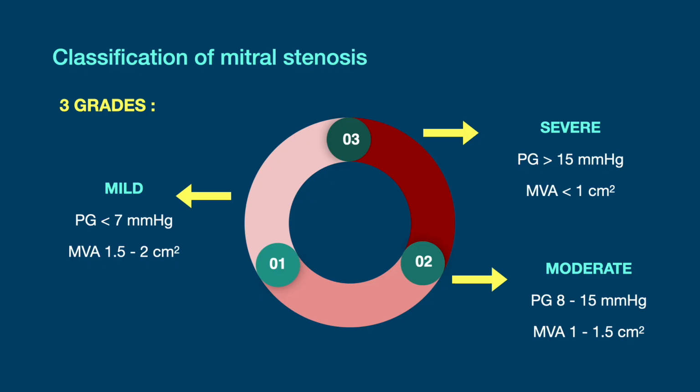The moderate grade has a mean pressure gradient of 8 to 15 mm mercury, an opening area of 1 to 1.5 cm square, and a mean pulmonary capillary pressure of 21 to 25 mm mercury. In severe mitral stenosis, the mean pressure gradient increases to more than 15 mm mercury, the opening area drops below 1 cm square, and the mean pulmonary capillary pressure rises to more than 25 mm mercury.